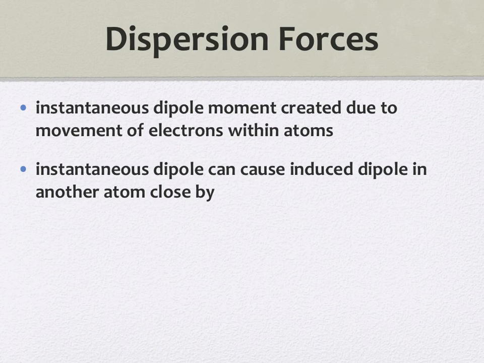So even though we say that nonpolar molecules do not have permanent dipoles, they do end up with what are called instantaneous dipoles. And this is just created due to the random movement of the electrons within the atoms. For a moment, the electrons end up crowded on one end of the molecule, and then that leaves the other end of the molecule slightly positive. This instantaneous dipole can then cause an induced dipole in another atom or molecule that's nearby.